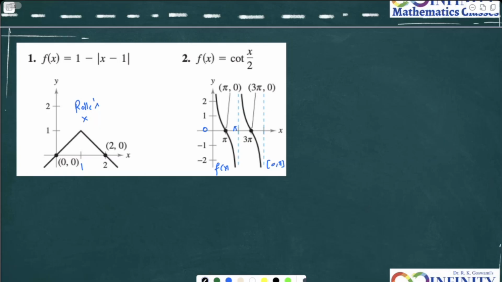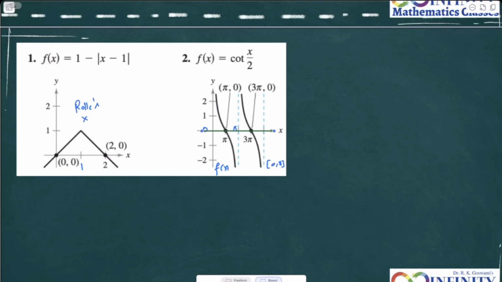Or otherwise, if you need to apply Rolle's theorem, just take a horizontal line and try to move it around. Try to find a point where the tangent is going to be 0. I hope there is no such point. So you can just approximate like this also. These are the things you can identify easily.